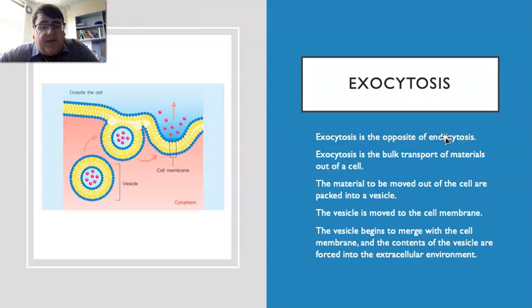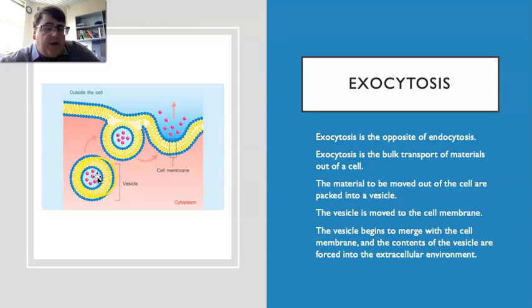Exocytosis, on the other hand, exo meaning outside. This is when we're using active transport to basically remove a large amount of molecules from the cell and push them out. They're coming from inside the cell and we're taking them outside the cell. Like I said, another form of bulk transport. Almost the exact opposite of endocytosis.